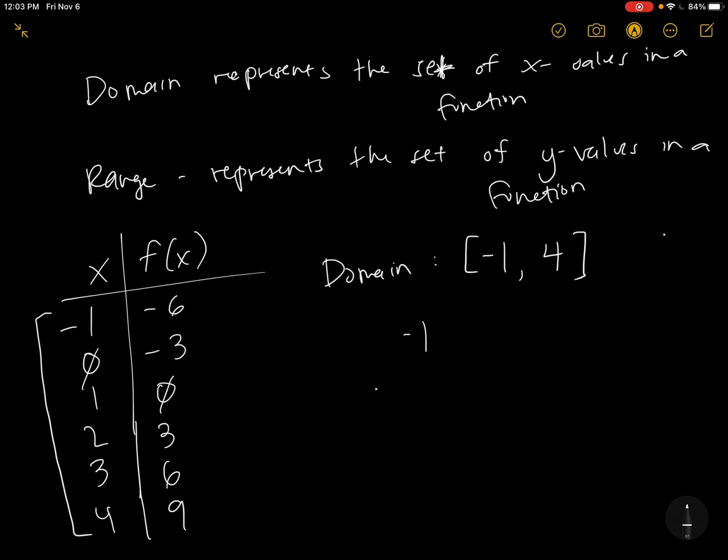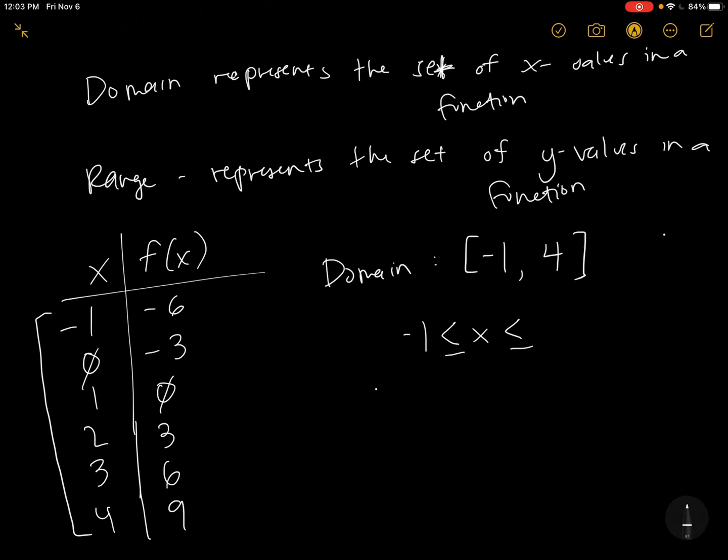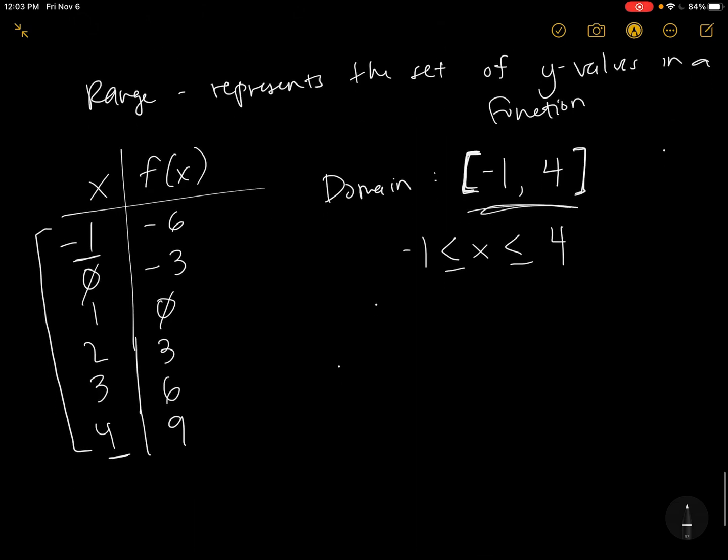Some people write it as like -1. You can write it either way. You can write it as an inequality, right? X is going to be between -1 and 4, or you can write it this way, where you put the lowest number on the left and the highest number on the right, and x is going to be anywhere in between those. And you use these kinds of brackets because you're representing that it can be -1, right? And it can be 4. Okay, and so that's the domain. That's the set of the x values.